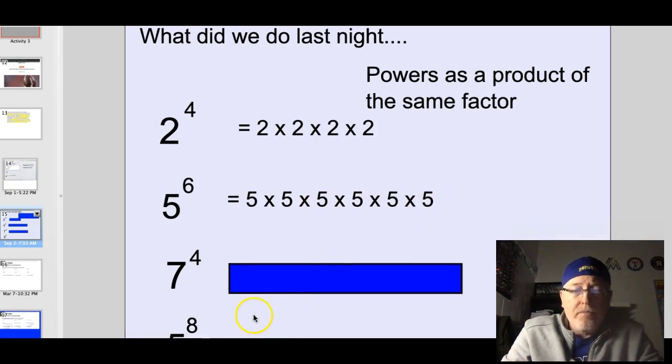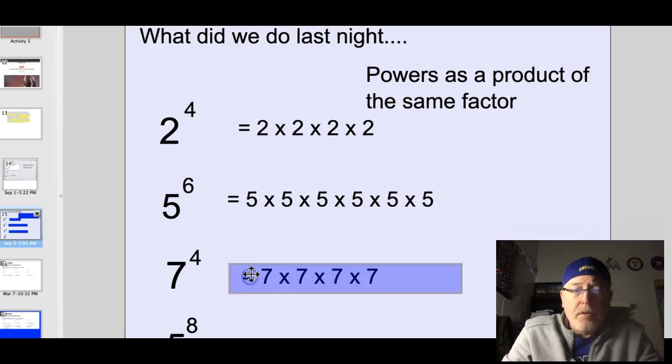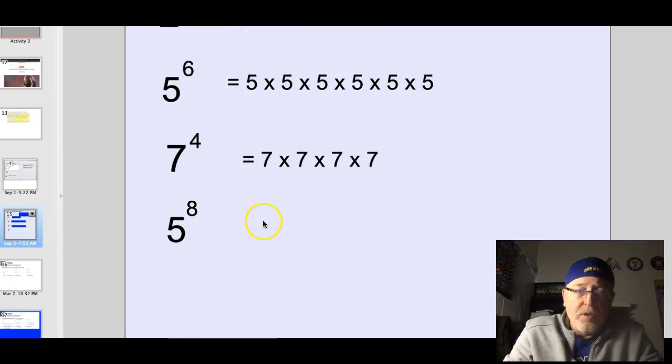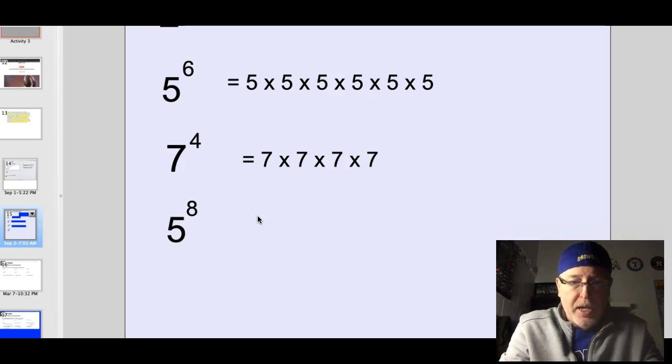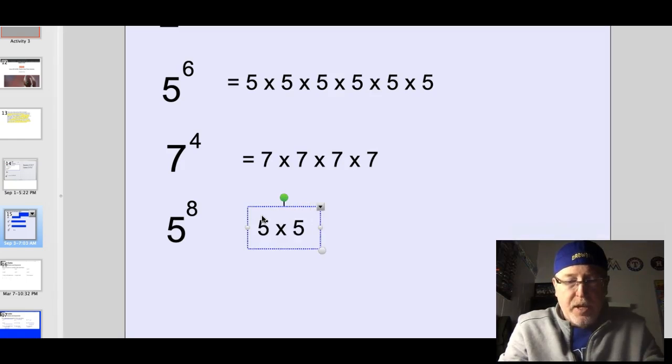7 to the 4th. Okay, 7 times 7 times 7 times 7. Good. Let me just extend my page here, see if I can get this to go. 5 to the 8th. Ooh, that's going to be a harder one. I lost my answer. It's down below. So I'll write it this way. 5 times 5 times 5 times 5.